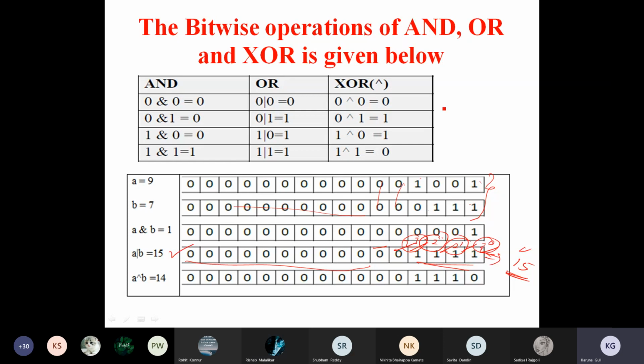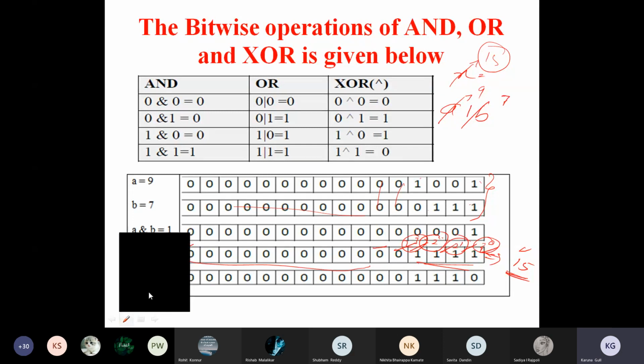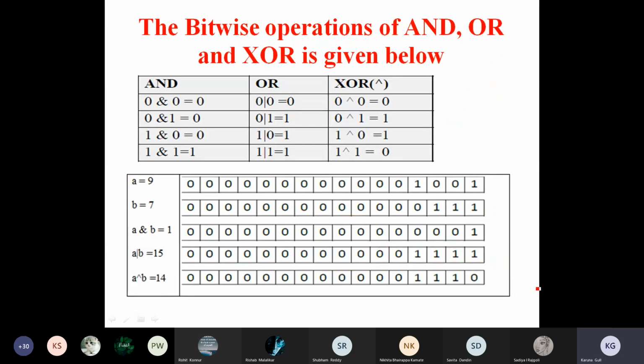That's why I got this as 15 over here. So A piped with B, A is 9, B is 7. What is the answer? X is nothing but 15 that I'm going to get. Clear? Yes, ma'am. Okay. Next is the XOR operation. Now you tell me what is going to happen in the XOR operation. These are the two numbers that we have taken, and this is the final answer that we are expecting there.